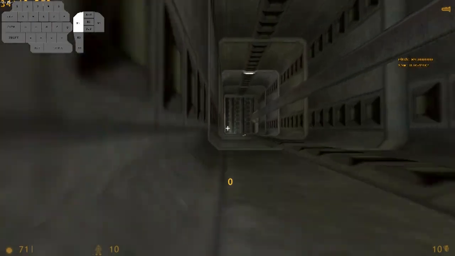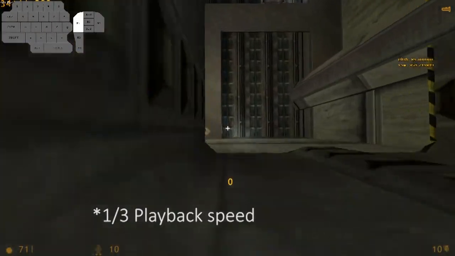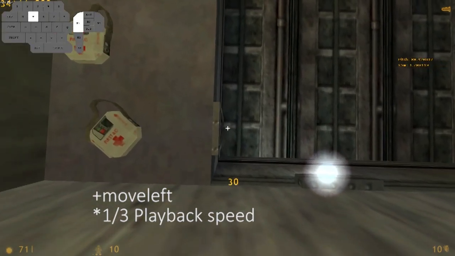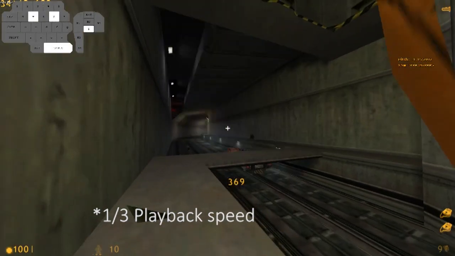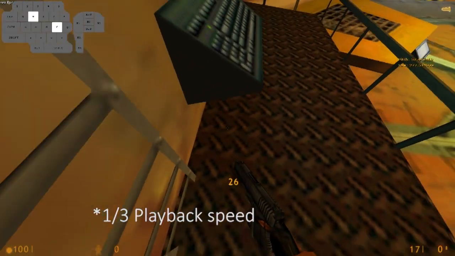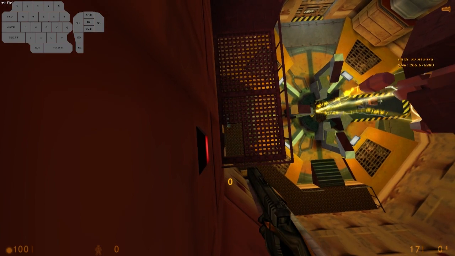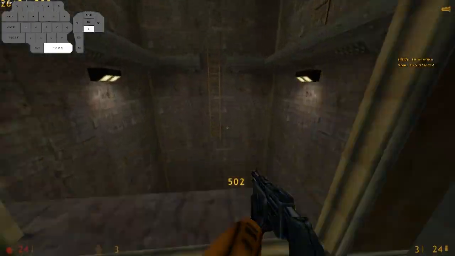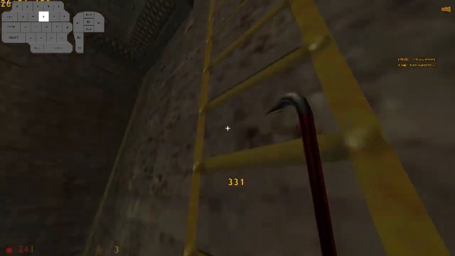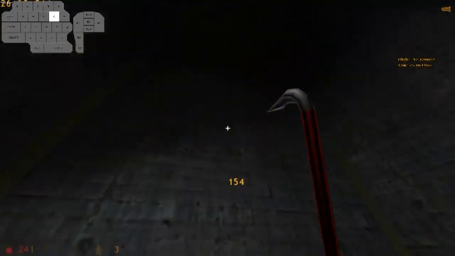This makes it possible to fall onto a ladder from great heights to cancel possible fall damage, which is called a ladder grab. With the 400 UPS from ladder speeding, it is also possible to vertically boost yourself onto objects. Reducing FPS max to lower values additionally helps to increase your height. For effectively using ladders, you need to get a feeling for the way it restrains the player's movements.